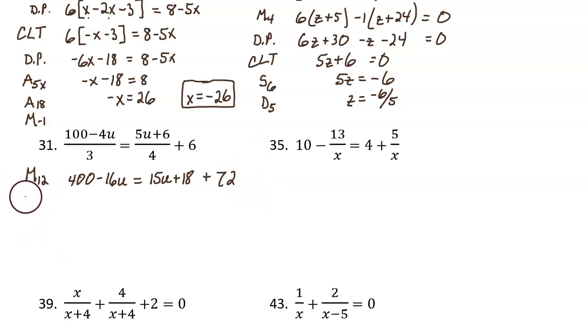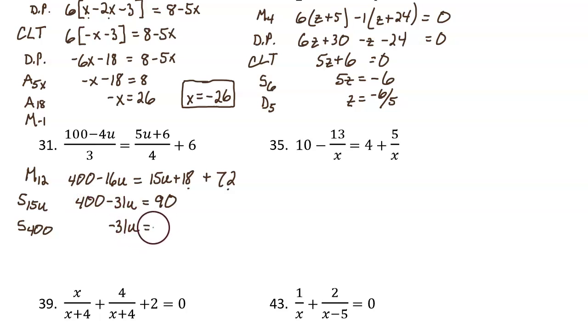Okay, in the next step, I'm going to subtract the 15u from both sides. So we have 400 minus 31u equals, and then I'm also going to combine the 18 plus the 72 and save a little writing. That makes 90. Okay, in the next step, I'm going to subtract the 400 from both sides. This is negative 31u is equal to negative 310. Final step, divide by the negative 31 coefficient to get the final answer of 10.